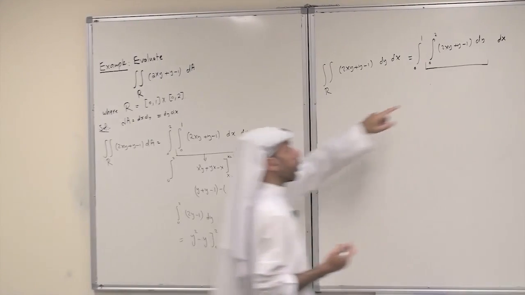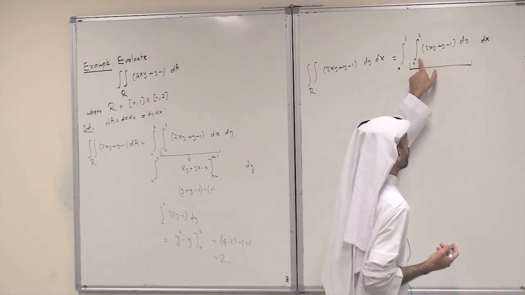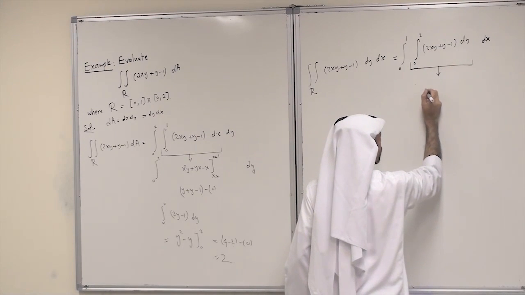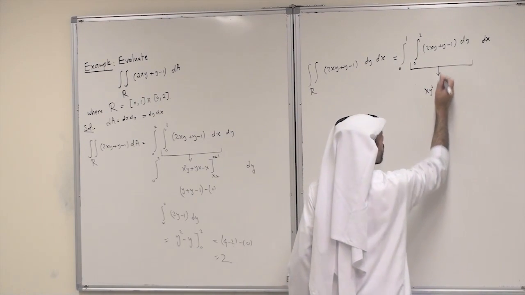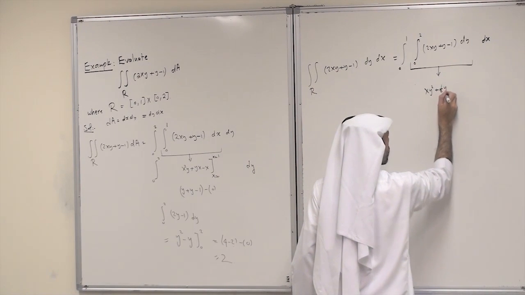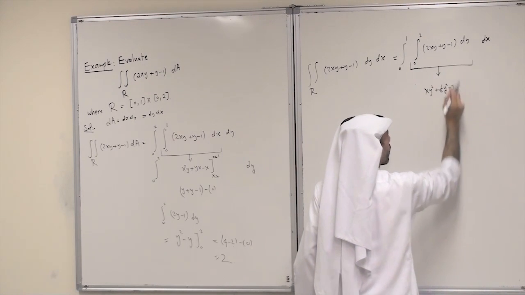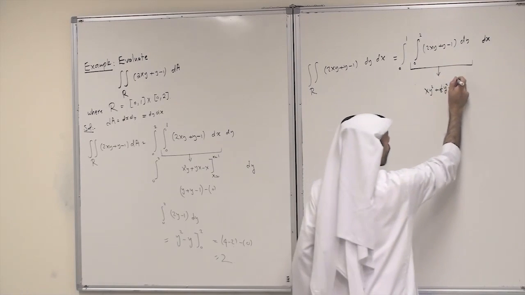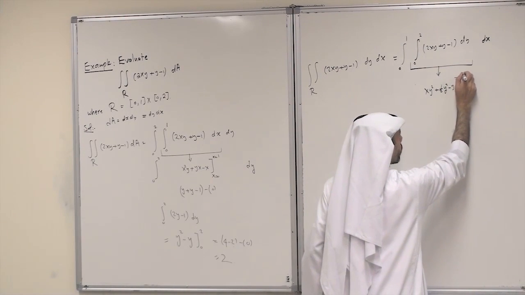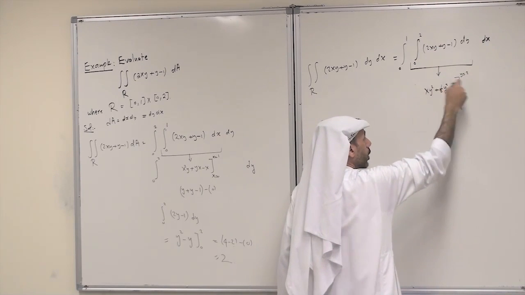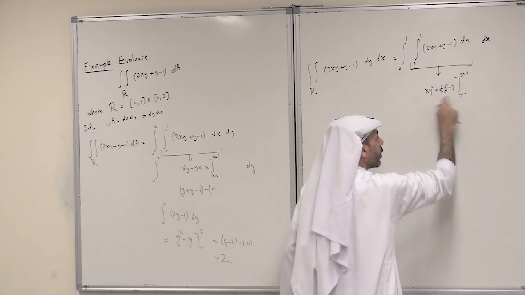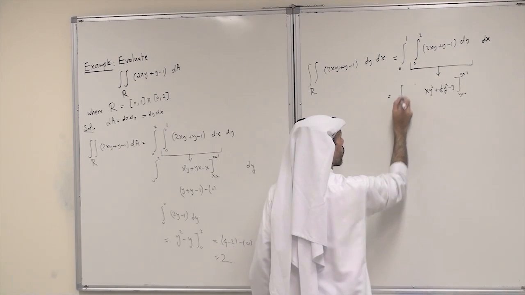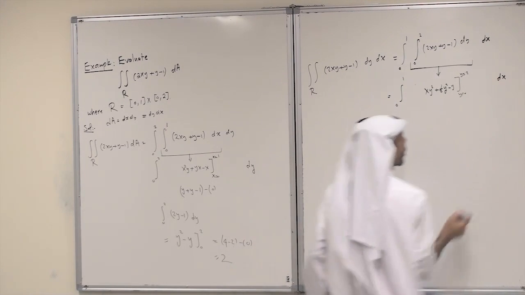Now, evaluation: integrate with respect to y. Start by evaluating the inner integral. When you integrate with respect to y, I look at x as a constant. So this gives me x y squared plus half y squared minus y, from y equals 0 to y equals 2. So now I substitute the values of y in the value of the integration. For the outer, I leave it as it is, 0 to 1 dx.